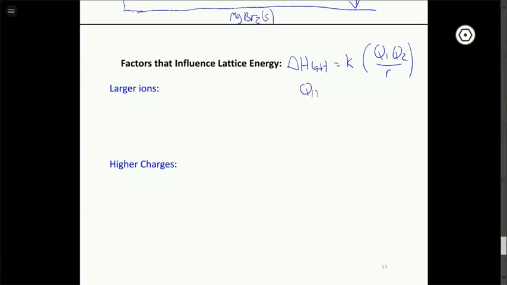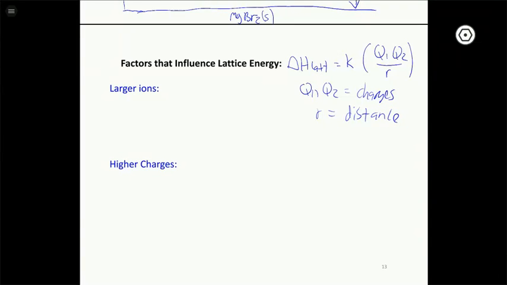So Q1 and Q2 are the charges. And then R is the distance between them, which is determined by the ionic radii. So if you have small ions, they're going to be really close together and have a small distance separating them. If you have large ions, they're going to have a larger distance separating them, just like you saw for bond distances earlier. And then the charges are going to be usually +1 or +2, whatever the charge of the ion is, and -1 and -2, whatever the charge of the negative ion is.